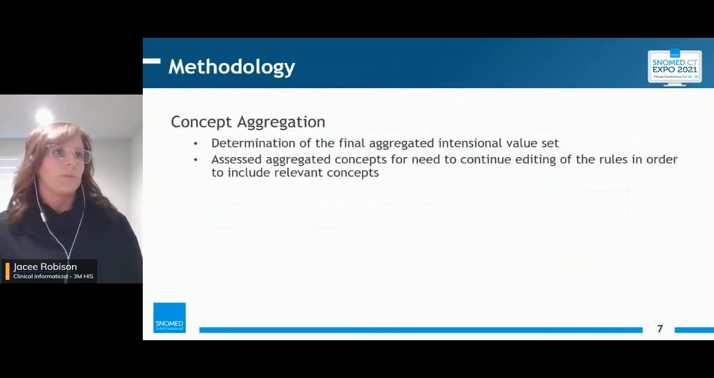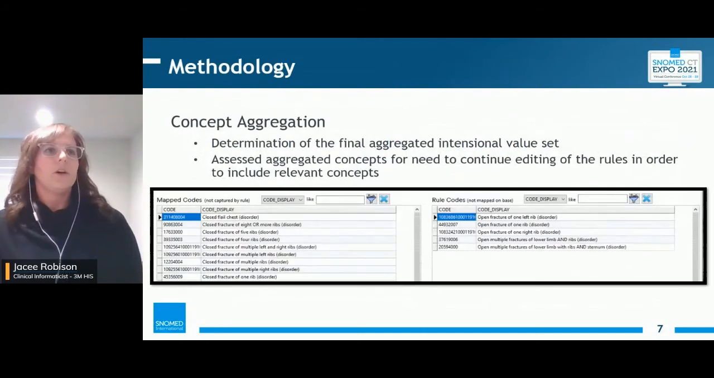Once the rule was complete, the concept aggregation was reviewed by the team. The aggregation view shows concepts on the left that were existing on the value set, but did not meet the defined rule. On the right, concepts are shown that meet the defined rule, but are not currently included in the value set.